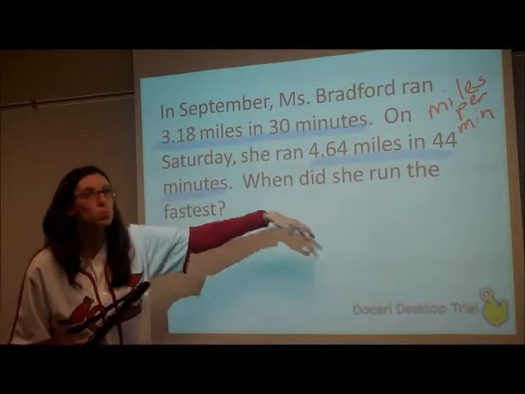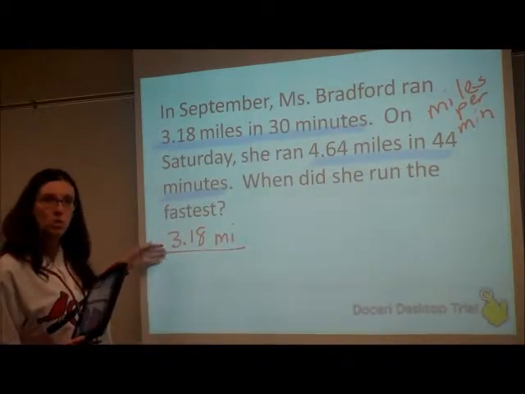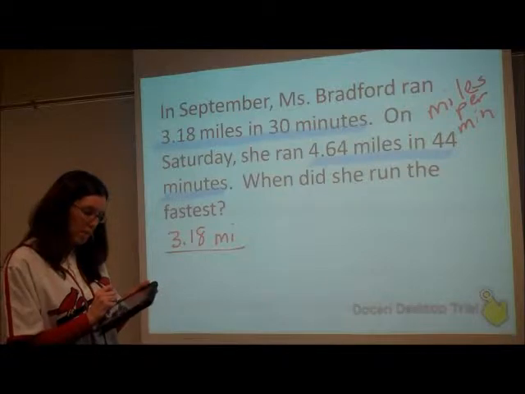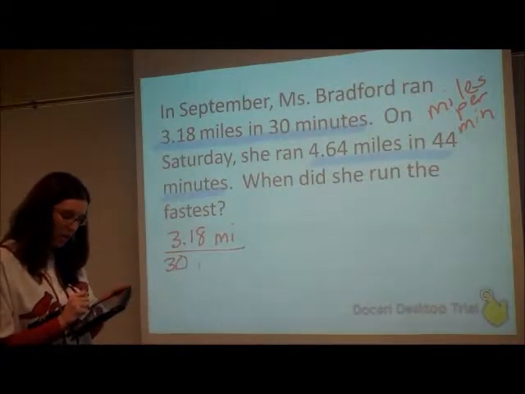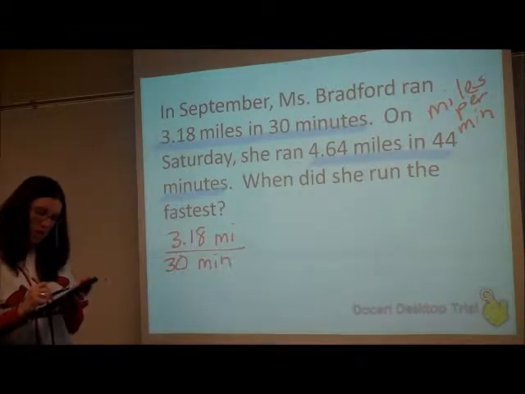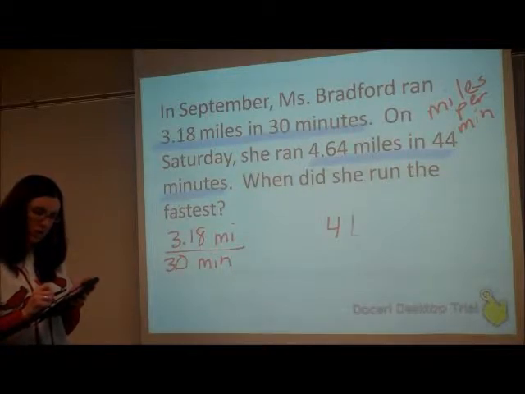So rewriting each of those, and again, I want miles per minute. So miles is going to be on the top, and minutes is going to be on the bottom. And then do the same to the other.